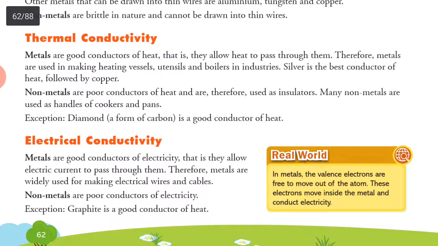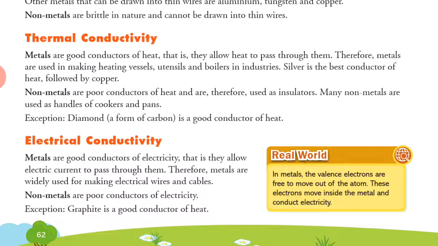Thermal means heat, whether they are conductors of heat or not. Metals are good conductors of heat, that is, they allow the heat to pass through them. They are used in making heating vessels, utensils and boilers in industries. Silver is the best conductor of heat, followed by copper.